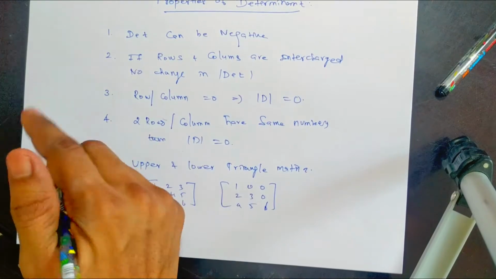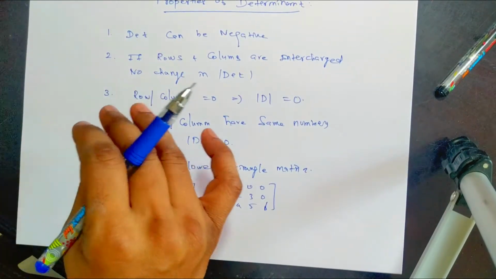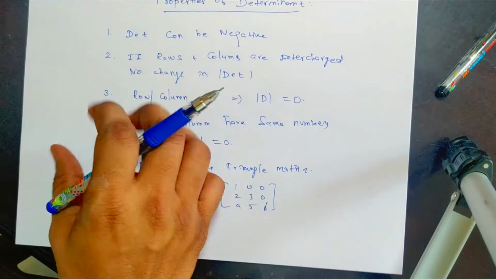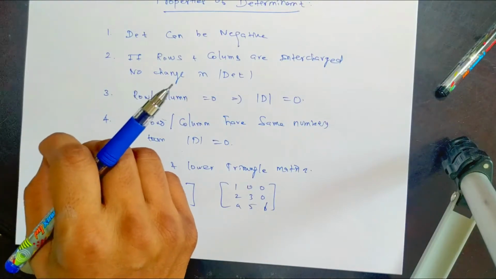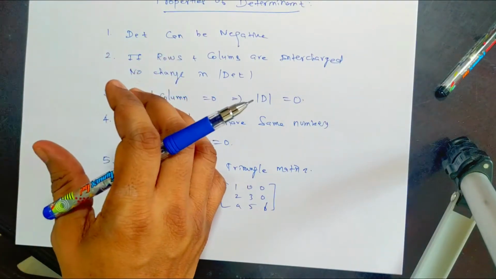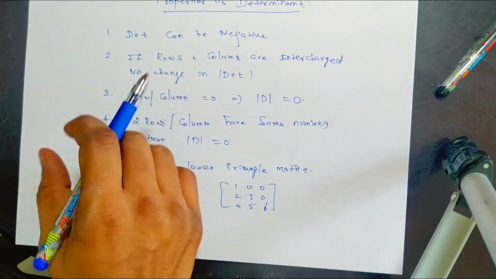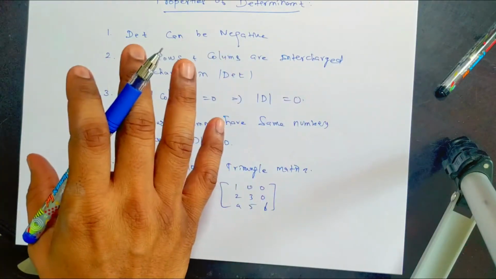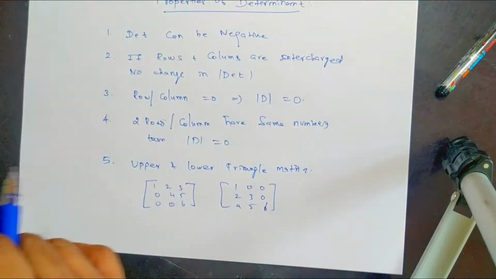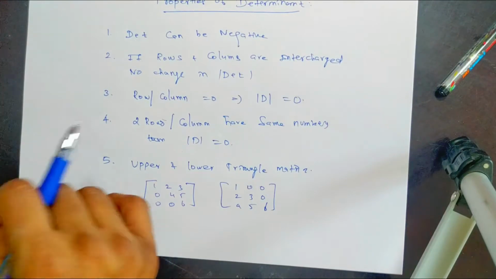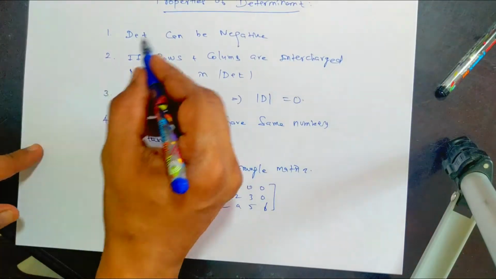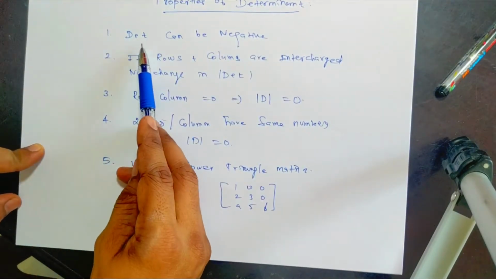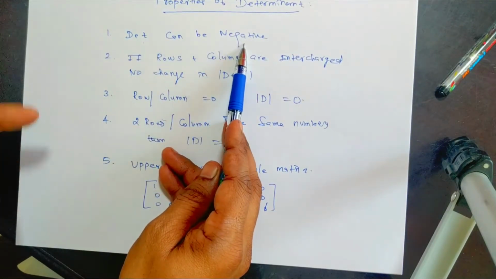Hello guys, in this video we will discuss some important properties of determinant, and we will solve some problems from the GATE examination related to determinants, cofactor, adjoint and inverse, the topics which we discussed earlier. So the first important property of determinant is that determinant can be negative, right?